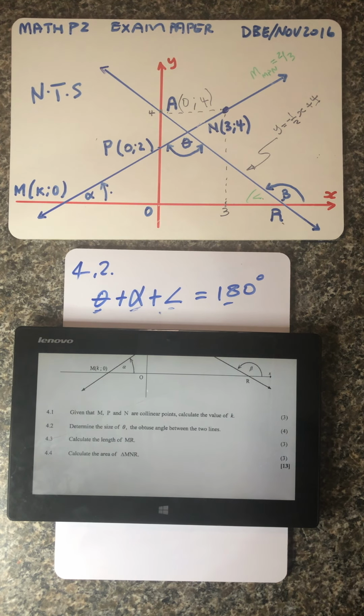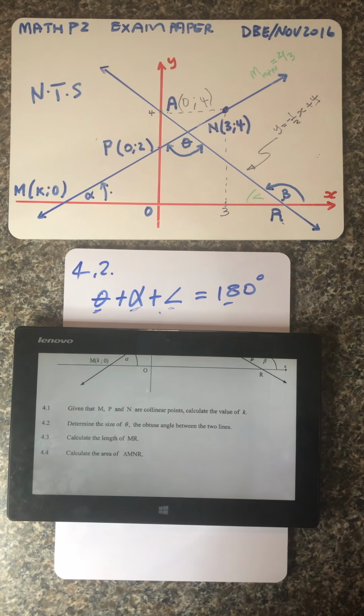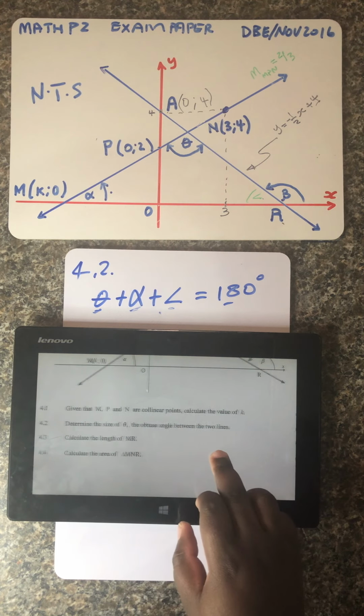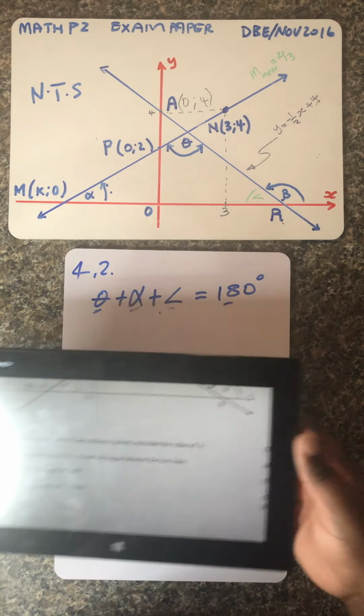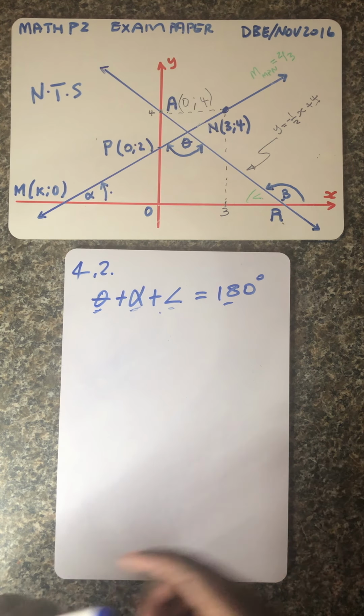So guys, just to recap, we are now on question 4.2, where the question says determine the size of angle theta, the obtuse angle between the two lines. Okay, and this question is allocated 4 marks. So we'll just continue from where we left off.